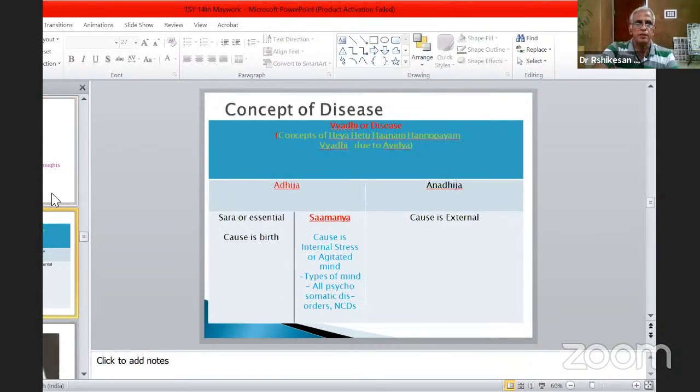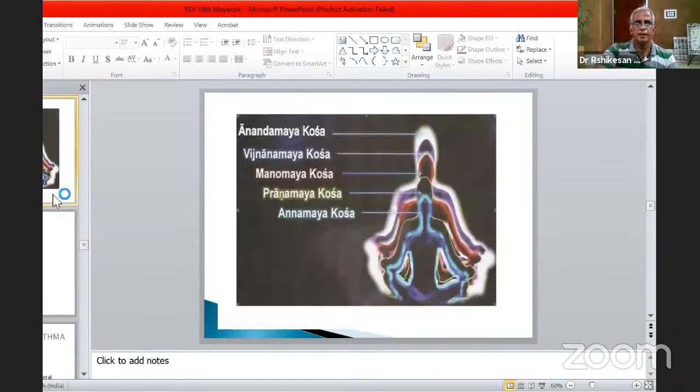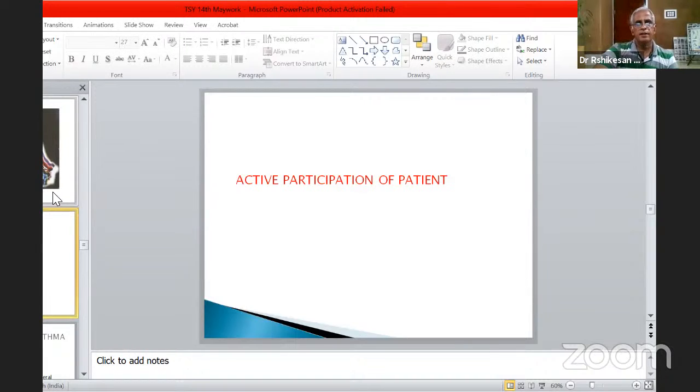This is what I have discussed now, just as a refresh. In the yoga system, Adhija and Anadhija are there. Adhija means from the mind, that is, from stress, and Adhija has two components: Sara and Samanya. So we are addressing all non-communicable diseases from this perspective, and we have seen different levels of consciousness. The most important thing is that active participation of the patient is required in the yoga therapy modality, compared to other modalities where you just take a medicine. Here full attention and complete internal awareness is required.